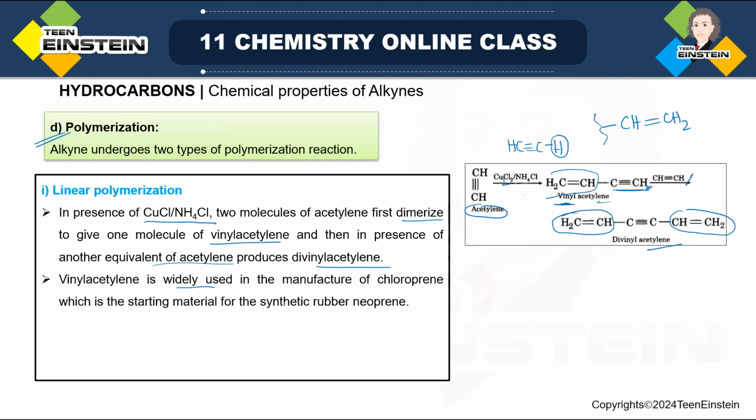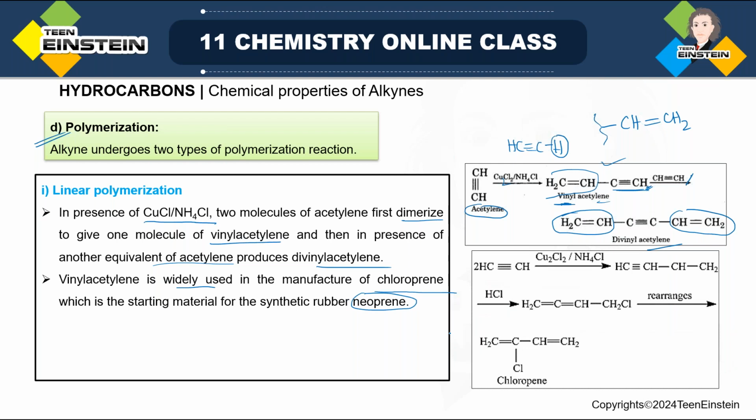Vinyl acetylene, the first generated compound, is widely used in the manufacture of chloroprene. Now what is chloroprene? We will see the structure. This chloroprene is actually the monomer of a polymer, and the polymer is neoprene. That monomer is actually generated from this vinyl acetylene. That is why it is important.